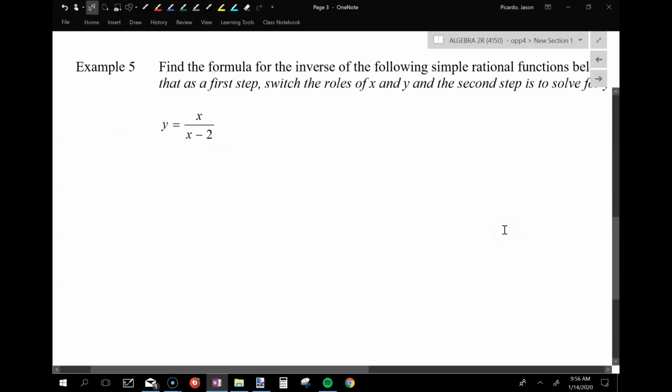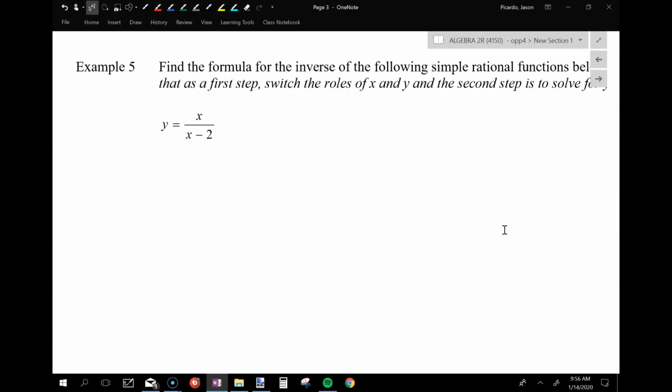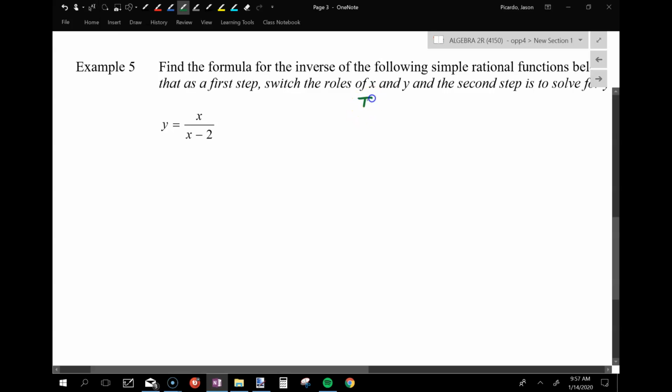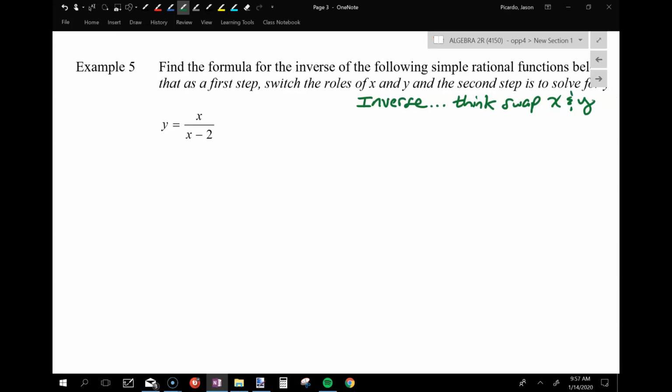All right. Here I give you a function, and I ask you to find the inverse. Okay? Haven't talked about this in a while, so it's good to review. The inverse, I want you to think about swapping the x and the y. X's become y's, y's become x's. Does that sound familiar? X's become y's, y's become x's.